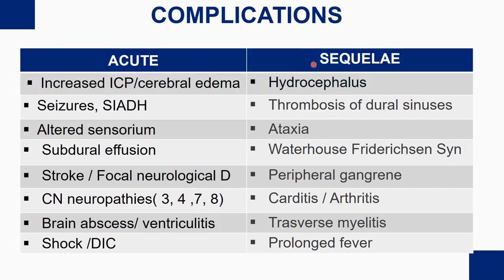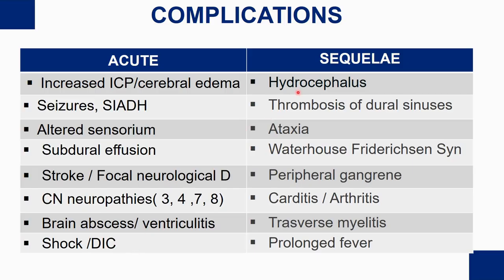Now let's see the complications of meningitis, which can be acute and also chronic. So acute sequelae are increased ICP, cerebral edema, seizures, SIADH, altered sensorium, subdural effusion, stroke, focal neurological deficits, cranial neuropathies. The cranial nerves involved are 3rd, 4th, 7th, 8th. These are the common cranial nerves which are involved. Brain abscess, ventriculitis, shock and DIC.